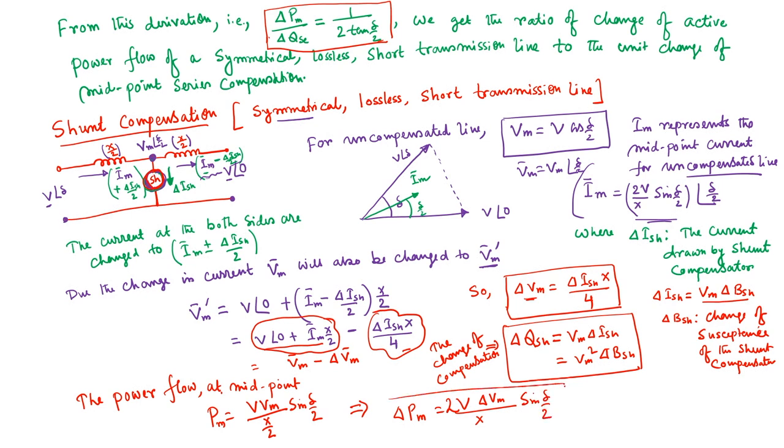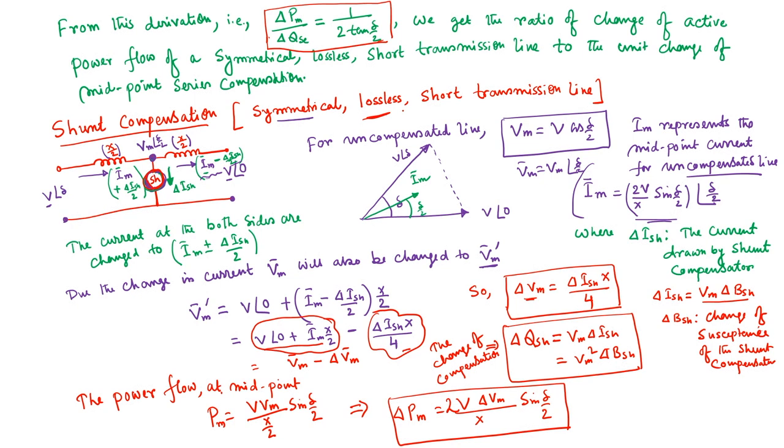So, this is the expression we get for this change of the active power at the midpoint, and that is also the change of the active power throughout the line, because we consider it is a lossless line. So, that expression we get. Okay. Now, what we will do? We will take the ratio of these two.